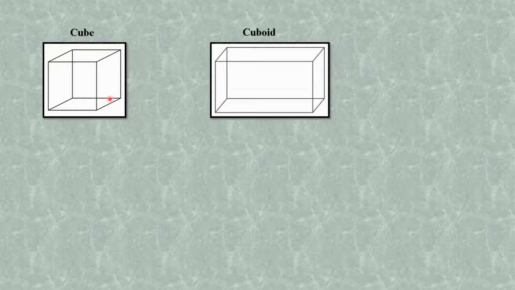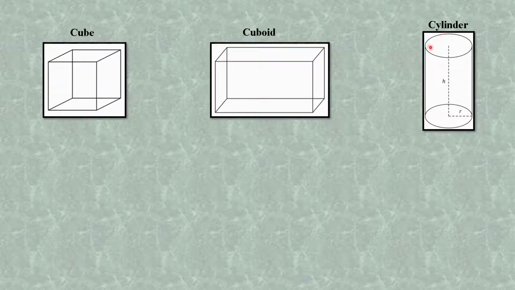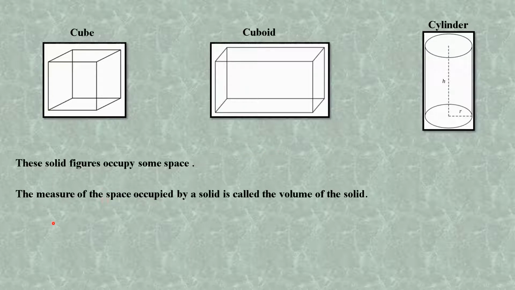First, let us understand a few concepts. First is a cube. This figure is the figure of a cube. The second figure is called a cuboid. And the third figure is called a cylinder. These solid figures occupy some space. The measure of the space occupied by any of these solid figures is called the volume of the solid. So the space that a particular figure occupies is called the volume of that figure.